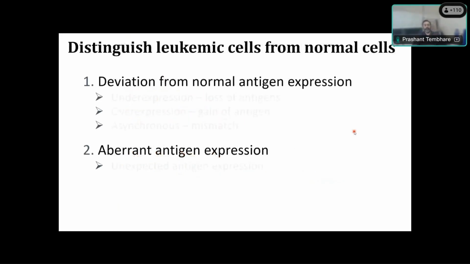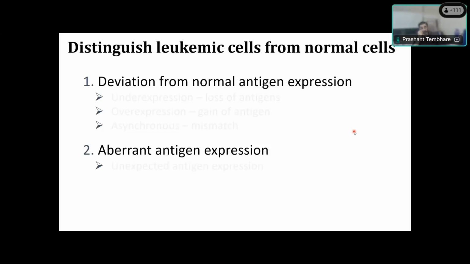Now, when we have to differentiate a leukemic cell from its normal counterpart, how do you differentiate? Right? I already mentioned you have to differentiate. Let's say B-ALL, you have to differentiate it from the normal B cell precursor, that is hematogones, or in AML, the normal myeloid blast. So how do you differentiate? Now we follow two principles for that. One is deviation from normal antigen expression.